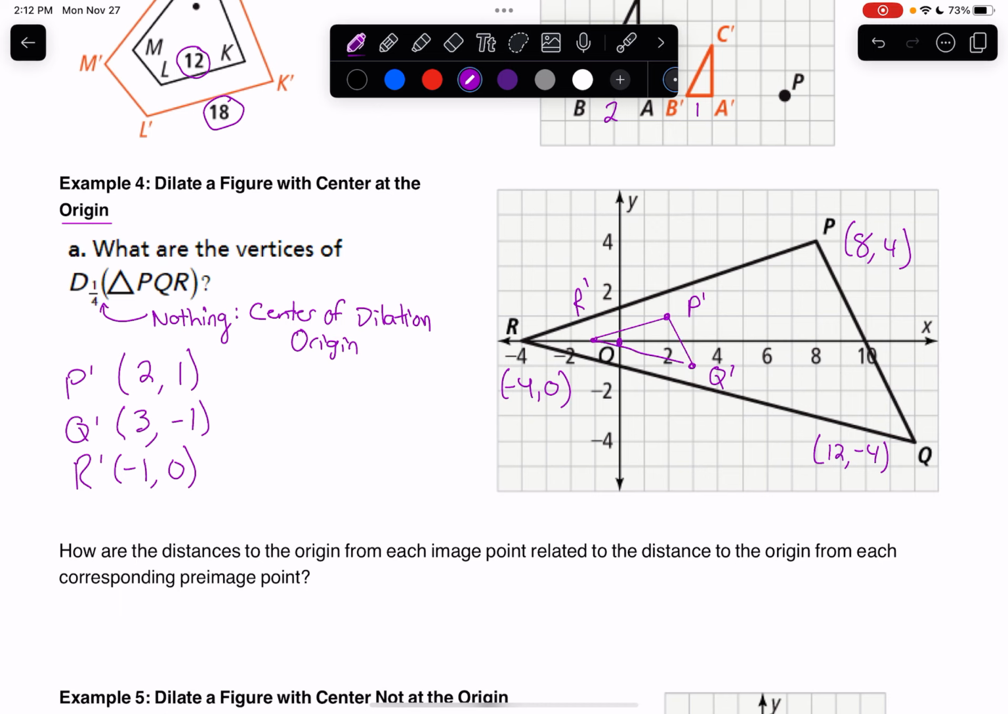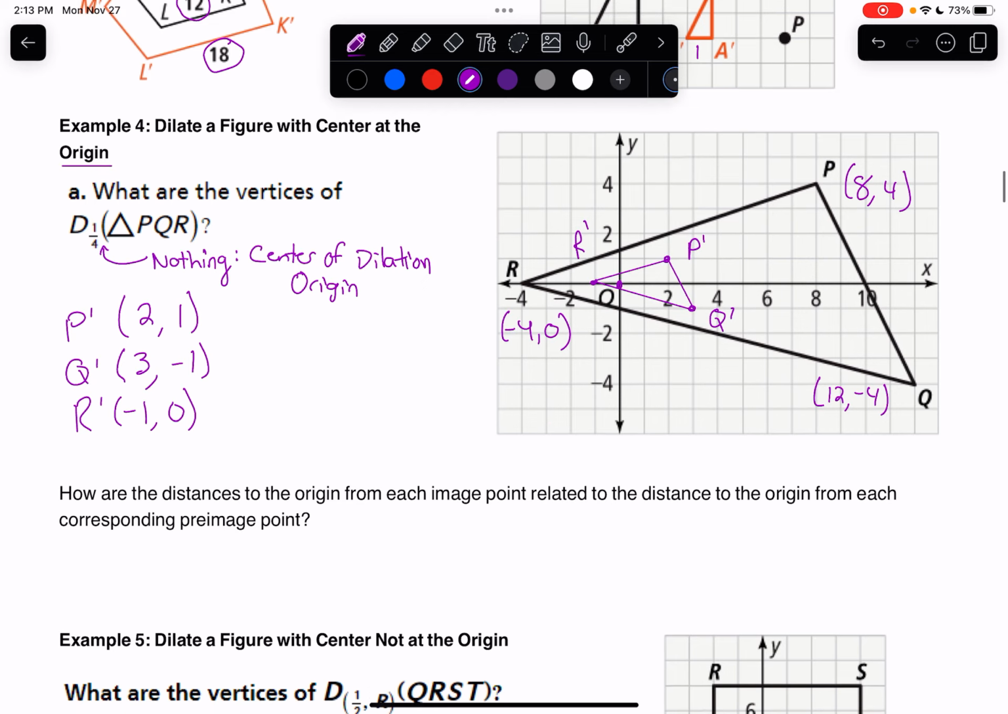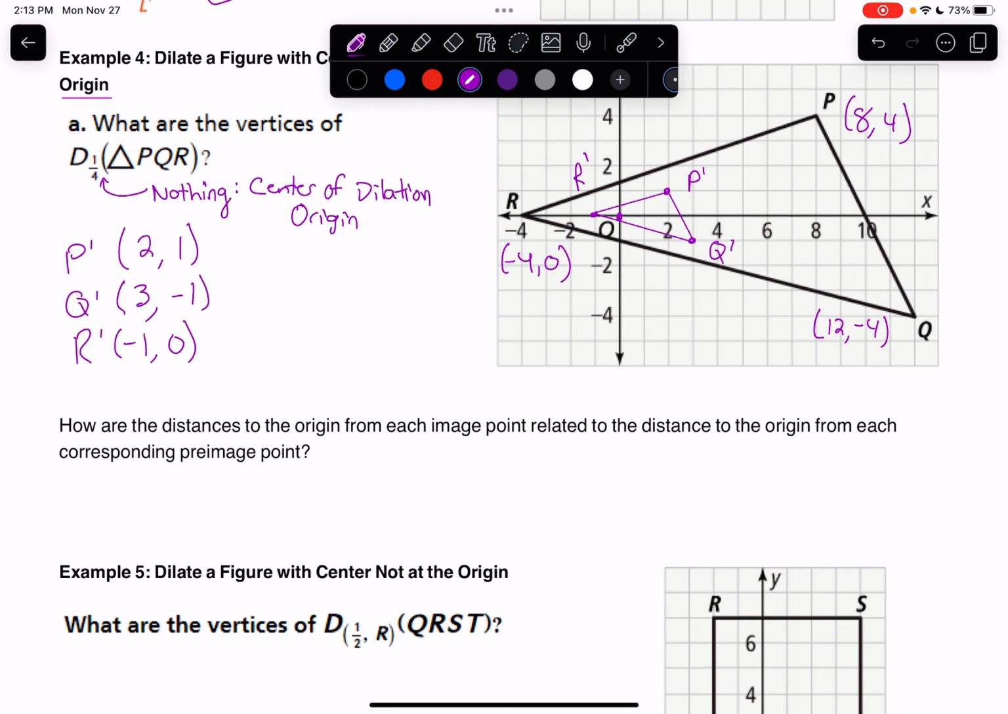And as you can see, each line, each side length in the new shape is 1/4 of the corresponding side length in the pre-image. So that 1/4 is shown by distance to the center of dilation and also length of the sides. And actually, I think that's what this question is asking. It says, how are the distances to the origin from each image point related to the distance to the origin from each corresponding pre-image point?